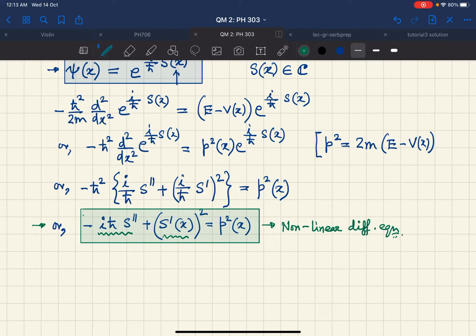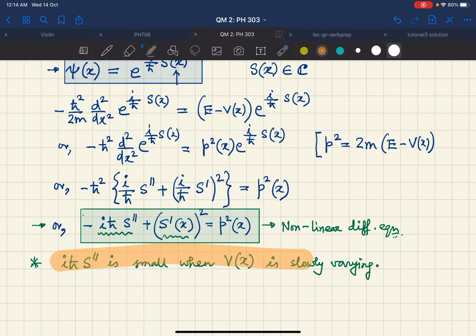So the claim that you can make here is that i h bar S double prime is small when V of x is slowly varying. This is a very important claim that I am talking about.